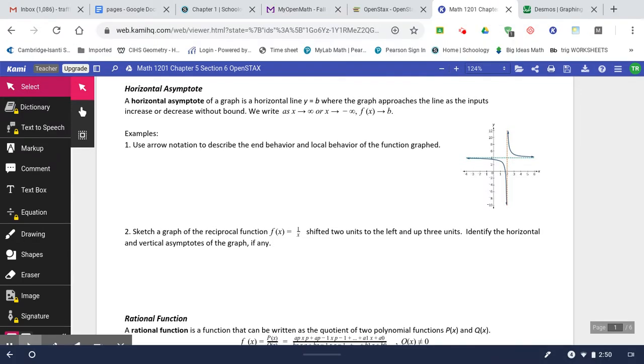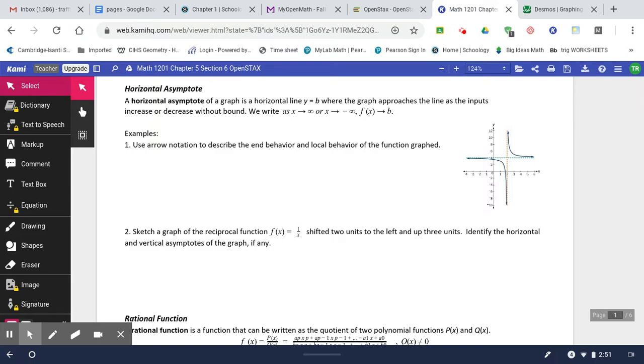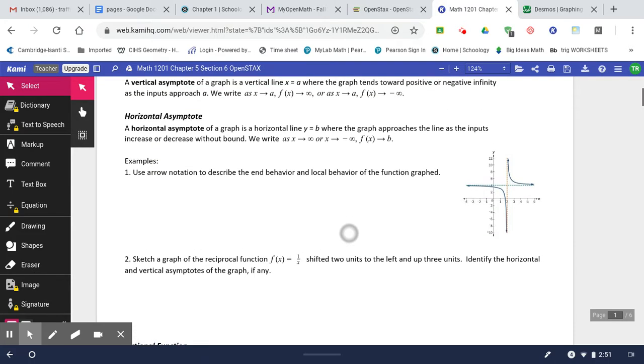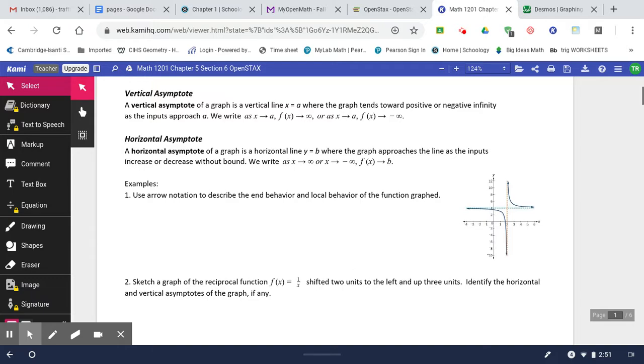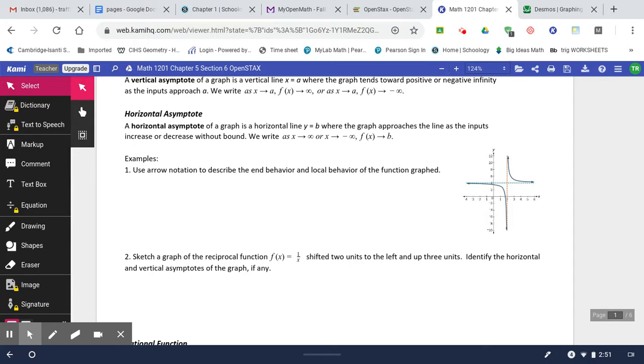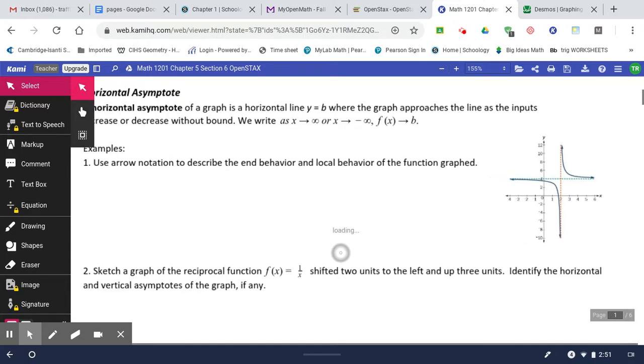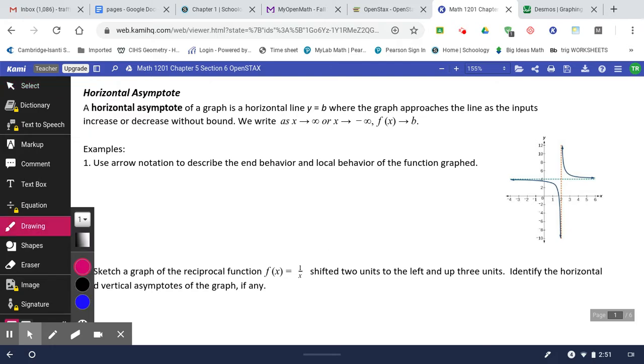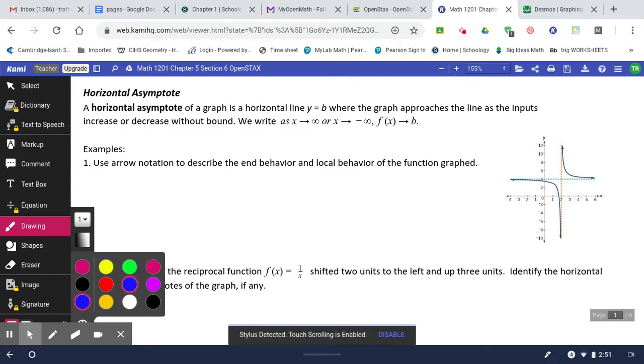Horizontal asymptotes, vertical asymptotes. We'll talk more about it later. I think we covered a lot of that. Here it says use arrow notation to describe the end behavior and local behavior of the function graph. So this time you can see we've got a couple asymptotes, a horizontal and a vertical. The asymptote we want to look at first is this horizontal one. That's going to be at 4, right?